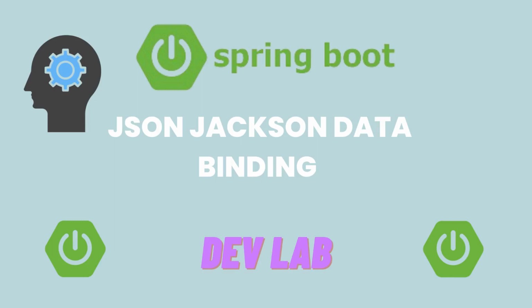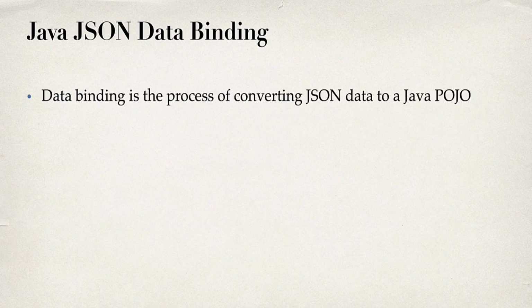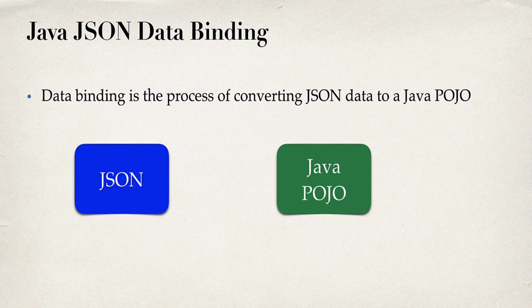In this video, we're going to cover Java JSON data binding. All right, so what exactly is data binding? Data binding is the process of converting JSON data to a Java POJO. So we're starting over here on the left with JSON data, and then we have our Java POJO. And we can use data binding to convert from JSON over to a Java POJO.